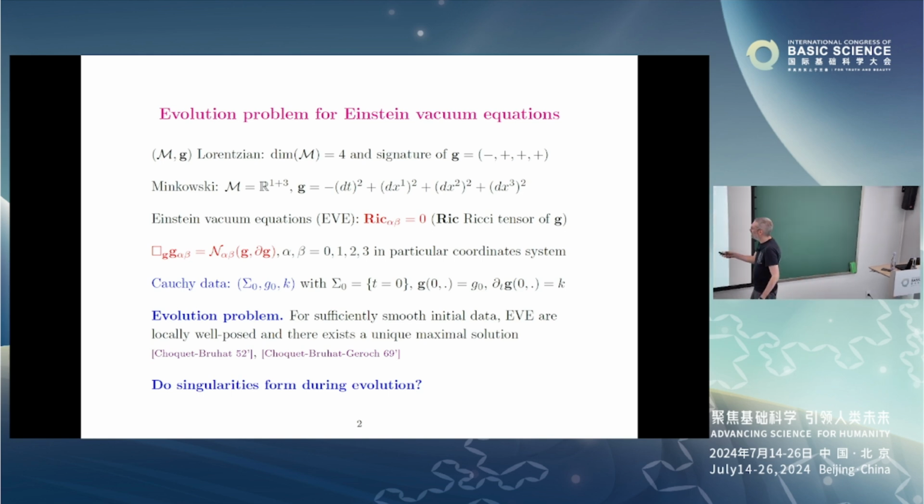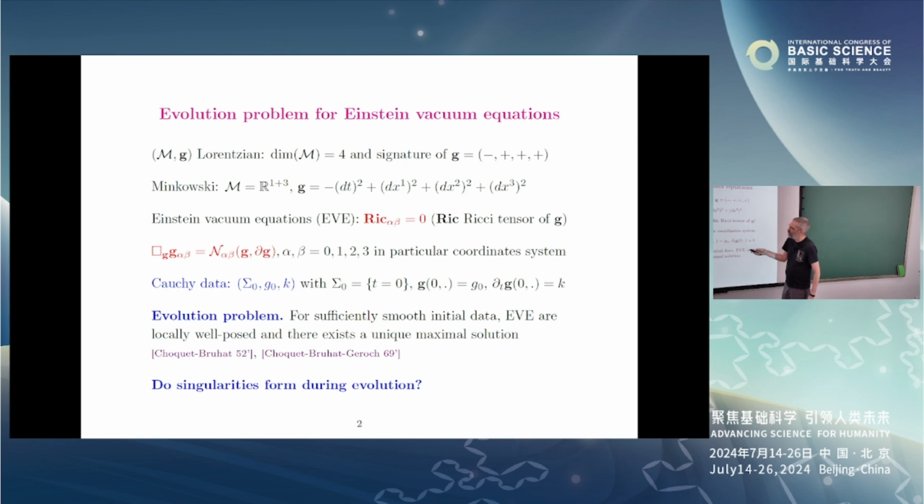Okay, so here my main object is the Lorentzian manifold. The dimension of my manifold M is 4, 1 for time, 3 for space, so it's the correct physical dimension. And the Lorentzian metric g, here my convention will be that the signature is minus, plus, plus, plus. And of course the simplest example of such Lorentzian manifolds is the Minkowski spacetime, which is the framework of special relativity. So M is R^(1+3), and the Minkowski metric, I write it down in Cartesian coordinates: minus dt squared plus dx1 squared plus dx2 squared plus dx3 squared.